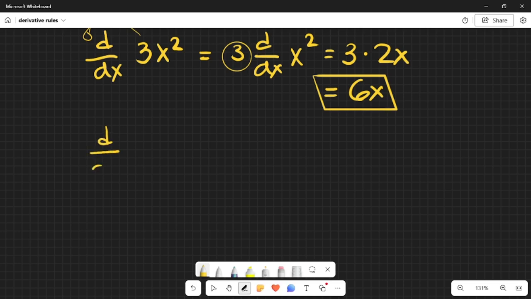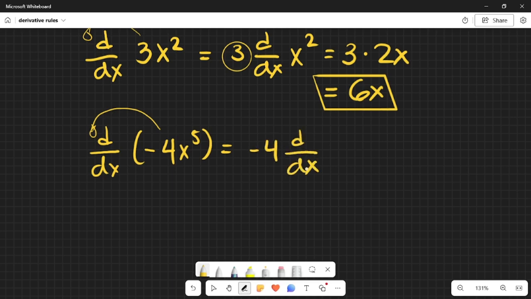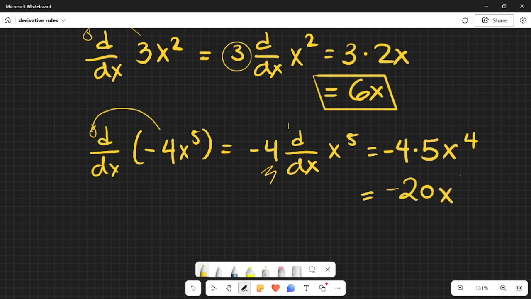How to find the derivative of d dx of -4x raised to the 5th power? First, you're going to put the constant outside, -4, d dx, and x to the 5th. We're going to take the derivative of x to the 5th, which is 5x raised to the 4th power. And then don't forget to put your constant. It's -4. So negative 4 multiplied by 5 is negative 20x raised to the 4th power.